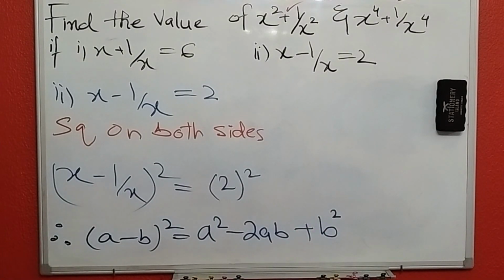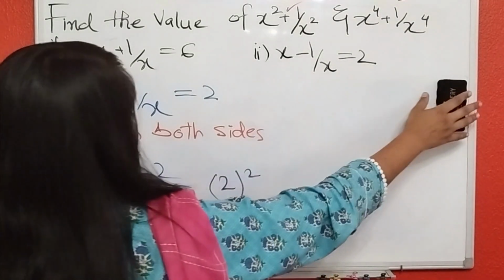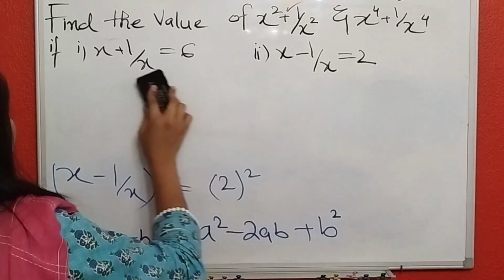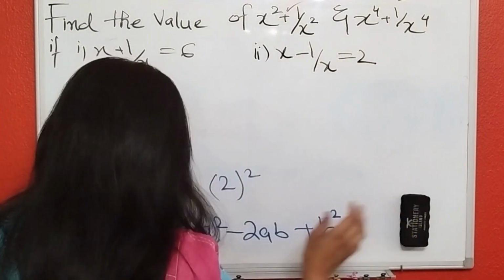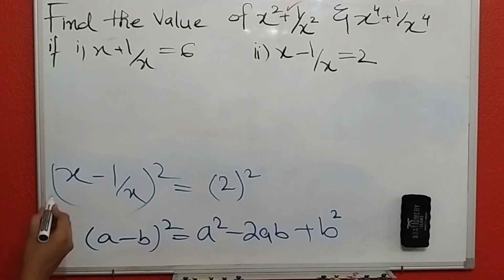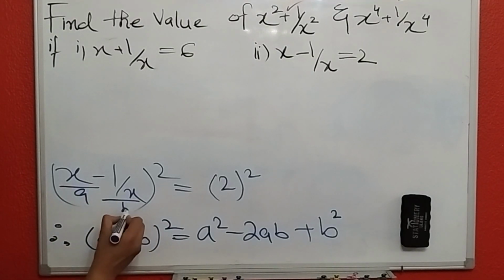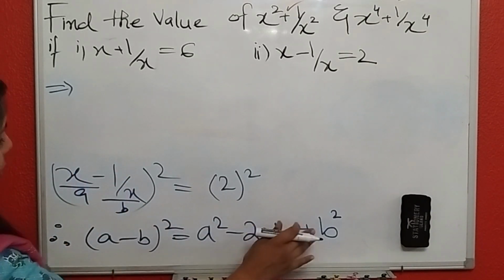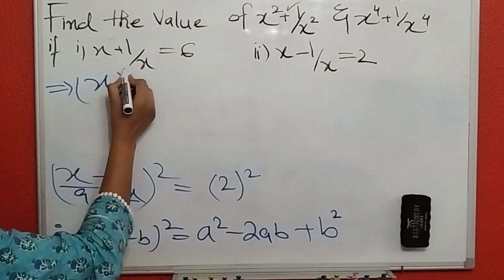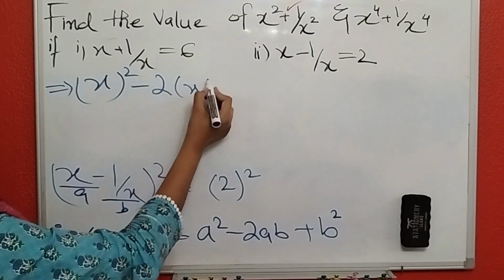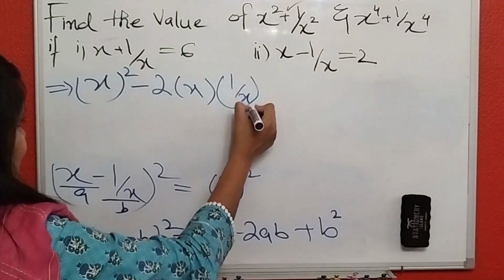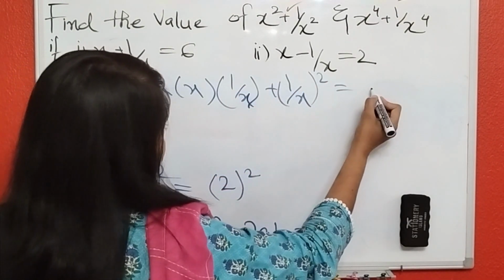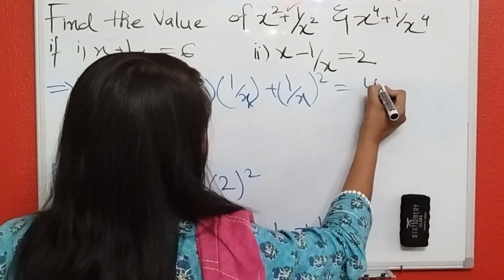Okay. For doing further steps, I am going to erase these two steps. If you want to copy down, you can pause my video and copy all the steps. Okay, so assume this value as a and this value as b. So I'm opening this bracket in the form of this formula. x square minus 2x into 1 over x plus 1 over x whole square is equal to the square of 2 is 2 multiplied by 2 is 4.